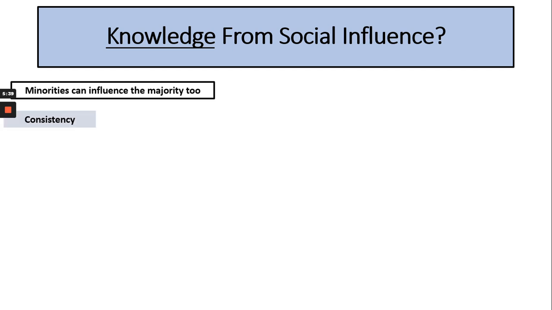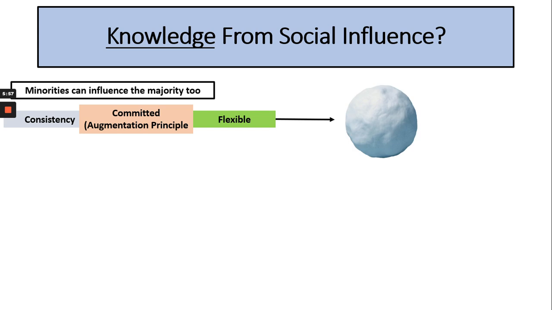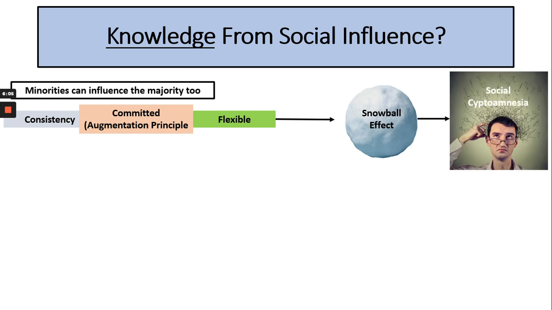How can minorities influence the majority? They have to be consistent and committed. That's what we call the augmentation principle: they have to be willing to sacrifice something or be uncomfortable in some way. The minority also has to be flexible, so they can't be too dogmatic in their viewpoints. Once they display all these behaviors, the snowball effect happens, and eventually there's a change because people are now doing a new behavior, but they forget where the message came from in the first place, which we call social cryptoamnesia. That's what we know so far about minority influence.